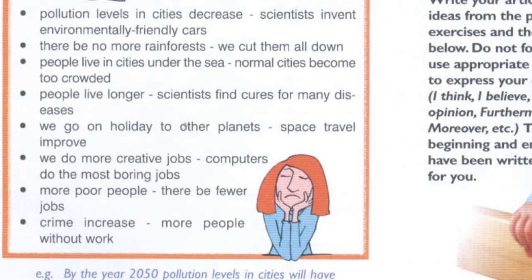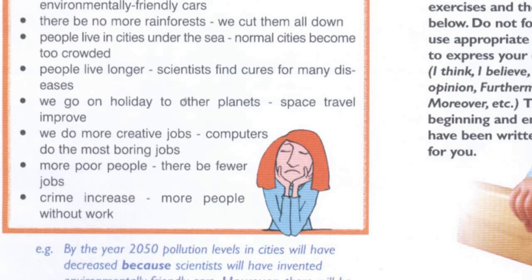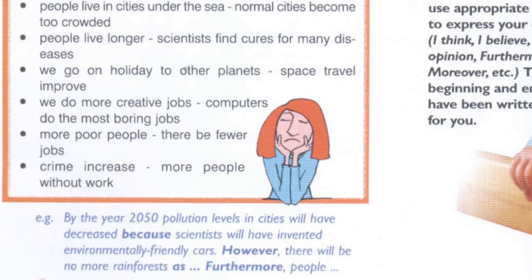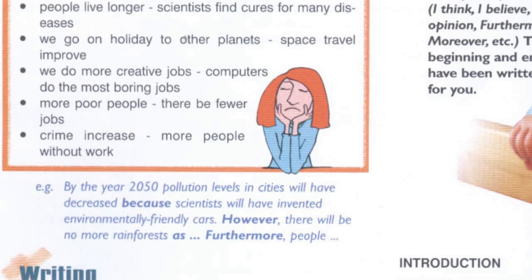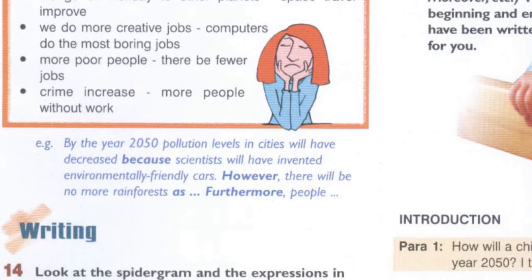Okay. The next one. People live longer. Optimistic. And we go on holiday to other planets. Holiday, to enjoy pleasure, optimistic. And the next one, we do more creative jobs, optimistic. And the next one, more poor people, pessimistic. There'll be fewer jobs, pessimistic. And the last one, crime increase, pessimistic.